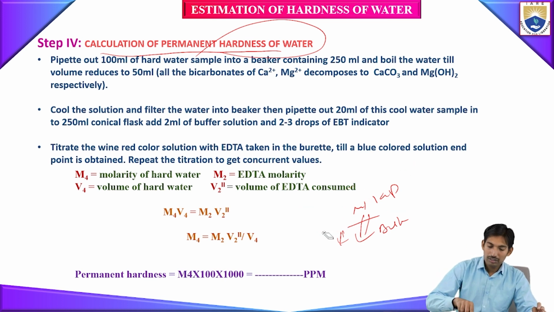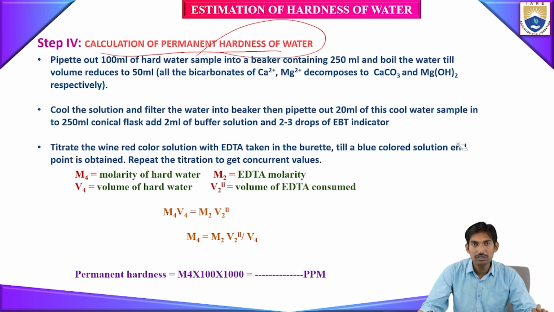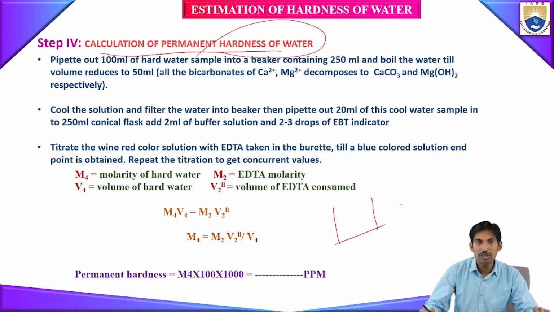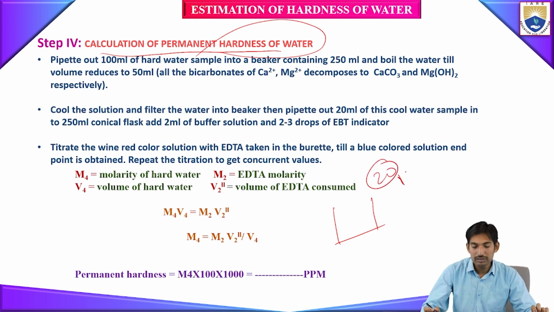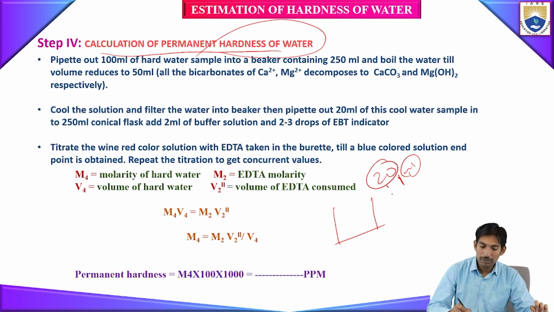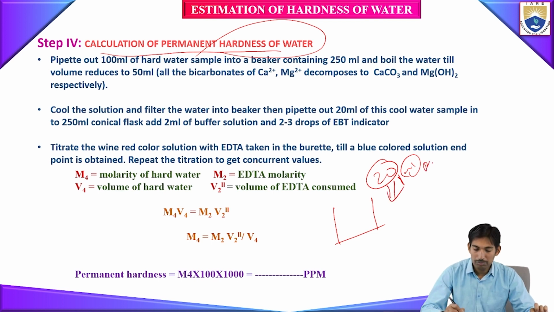How can we calculate this permanent hardness of water? Same, by using the EDTA complexometric titration method. After boiling we have to filter it. After filtering we take 20 ml. In this 20 ml, what ions are there? Only calcium and magnesium salts other than calcium bicarbonate and magnesium bicarbonate. Other salts are present, meaning the temporary hardness is removed from that tap water. Only the permanent hardness water is taken here. We take 20 ml of this permanent hardness causing salts water in a conical flask, and add EBT indicator and pH buffer.